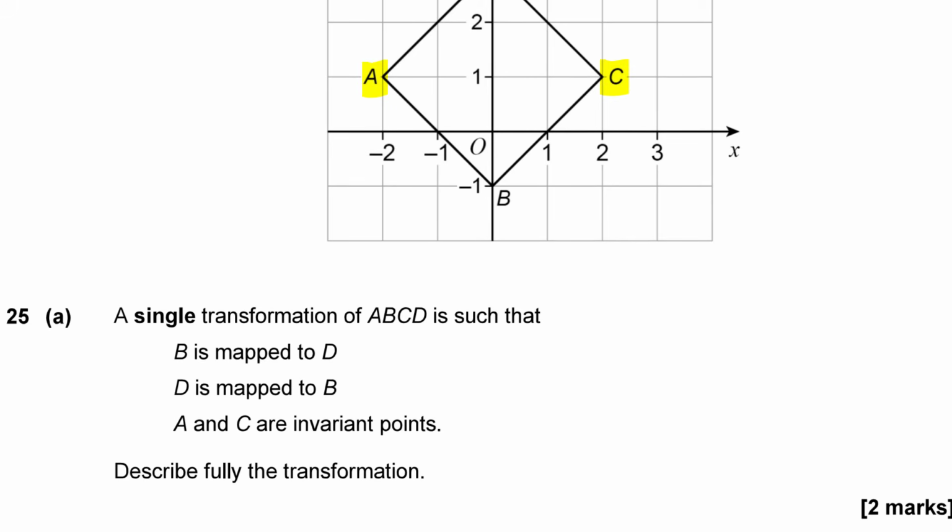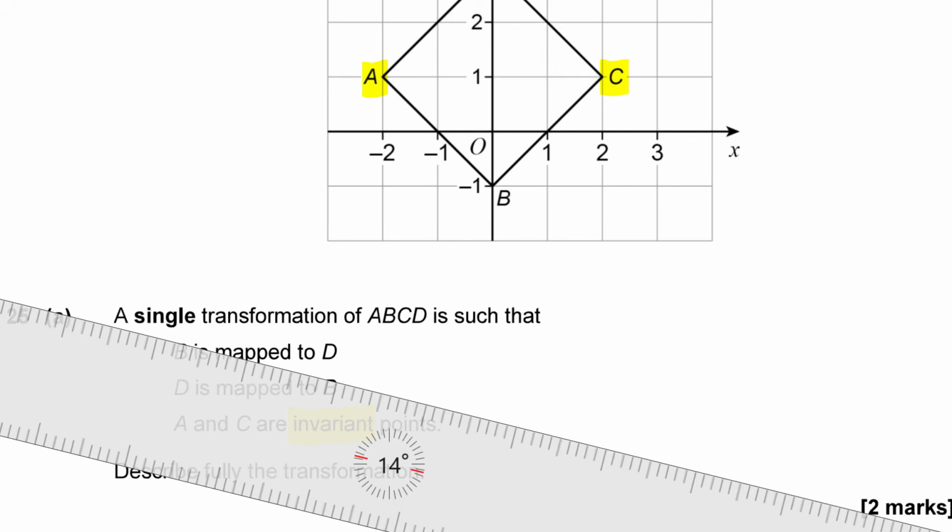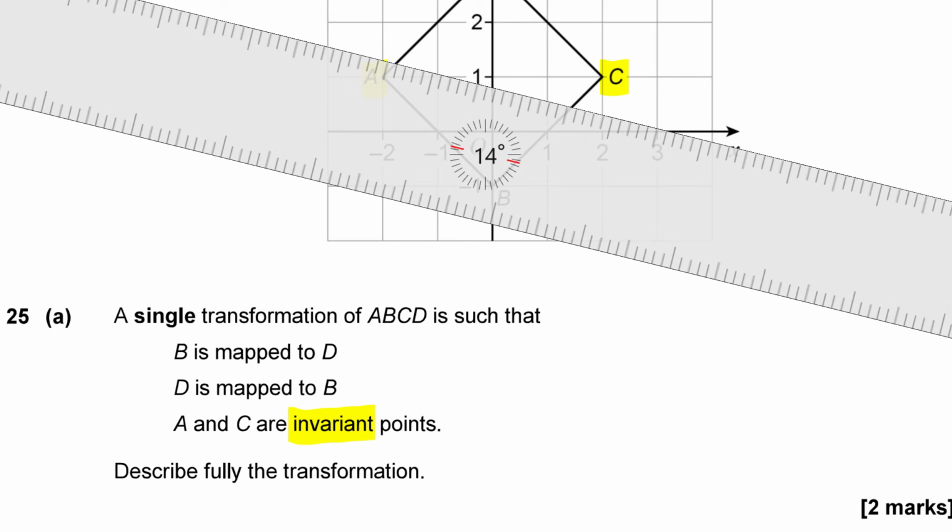Okay, so A and C are unchanged. This one and this one, that's what invariant means. It means they don't change. And B and D switch places. So D becomes B, B becomes D. So what sort of transformation is that? I'm thinking it must be a reflection then in the line AC, is it not?